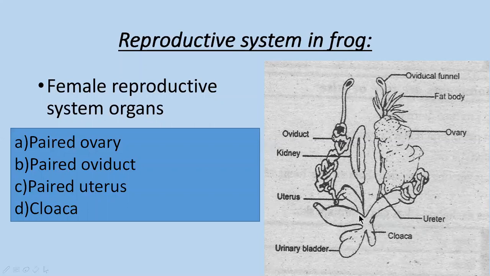Extra salt and water come into the cloaca and pass out, and sometimes it remains, stored in a bag-like structure called the urinary bladder. You can see some fat bodies here. These fat bodies supply nourishment or energy to the body of the frog during reproduction. Is it clear to all of you?